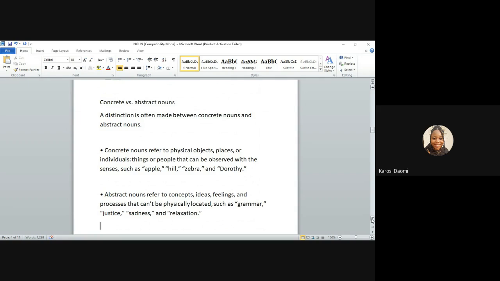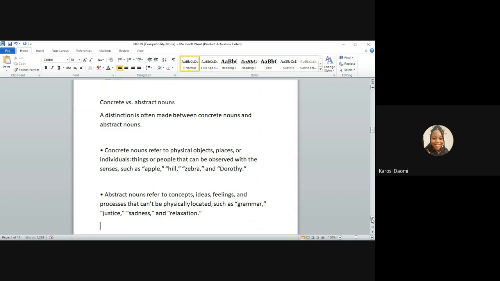For example, you have apple, hill, zebra, Dorothy. I mean, I can see an apple, I can touch an apple. I can see a hill, I can climb the hill. A zebra, I can see it. Probably if it allows me to pet it, I can. Then Dorothy, probably Dorothy is your friend. You can touch Dorothy, you can hug her, or what have you. She's an entity that you can physically connect with.